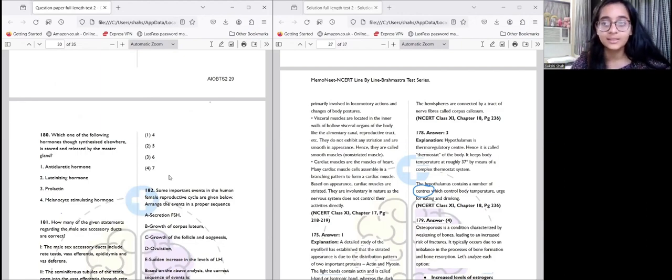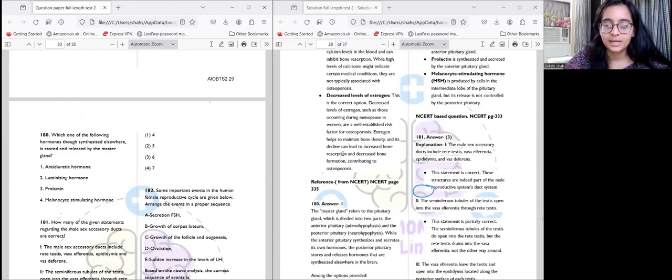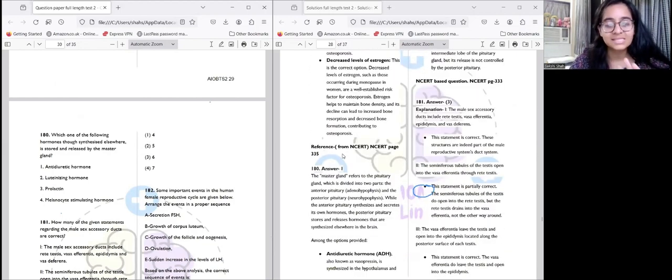For 180, which one of the following hormones, though synthesized elsewhere, is stored and released by the master gland? What is the master gland? The pituitary gland. What is stored and released? Which is synthesized somewhere else, but stored and released from the pituitary gland? It's the antidiuretic hormone. So where is the antidiuretic hormone stored and synthesized? Let's see. Firstly, we refer that the master gland is the pituitary gland, okay? And it has two parts, the anterior pituitary and the posterior pituitary, right? Now, the anterior pituitary does everything on its own. So it has its own hormone.